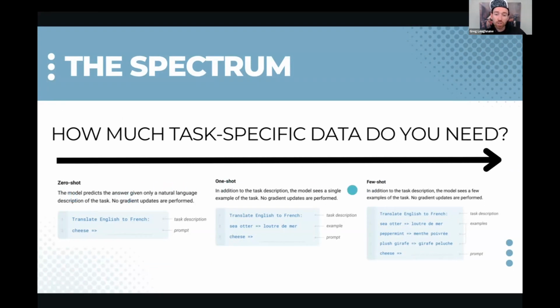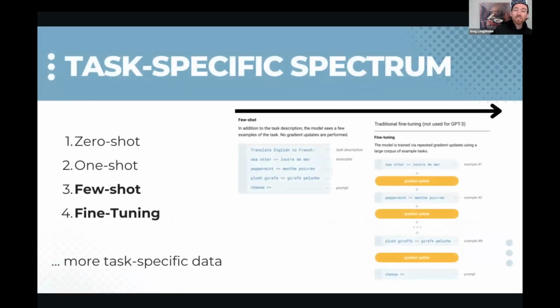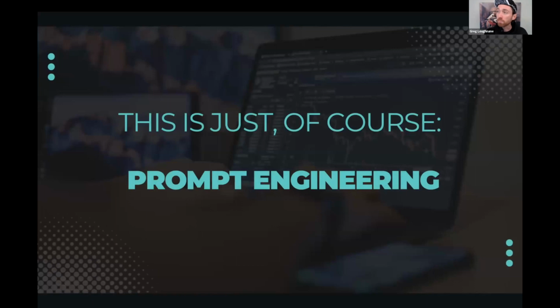Zero shot to one shot to few shot. Where does it lead? Well, inevitably, once you get to thousands of examples, it leads to traditional fine tuning. This is a spectrum that ends in some measure kind of where we began the day today, right? And so what we're talking about when we're talking about in-context learning is, of course, prompt engineering.